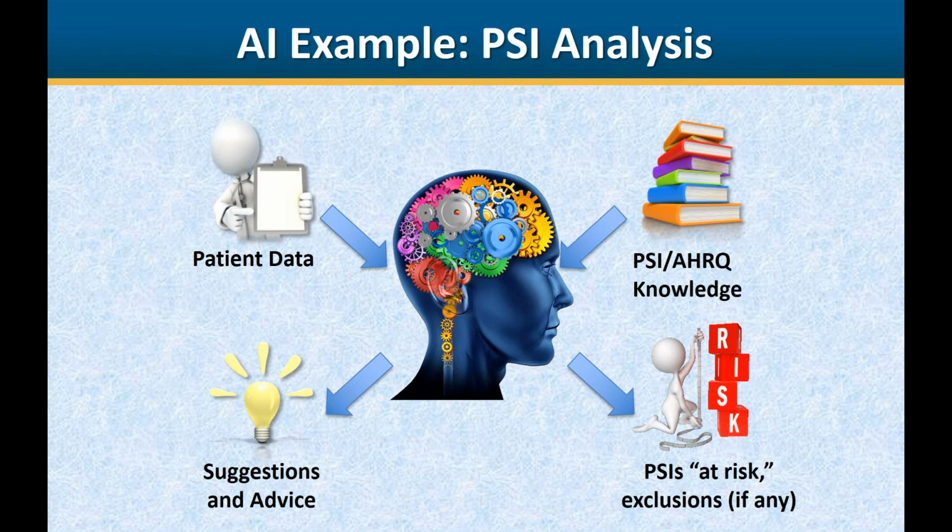And this would just be an overview. Now, this is from PSI, Patient Safety Indicators. It's a more specific example. It's parallel to CDI, but it takes patient data and knowledge of the 4,800 pages of PSI specifications, churns all those together and can make some suggestions and advice and tell you for which PSIs the patient is at risk and for which ones they're excluded.